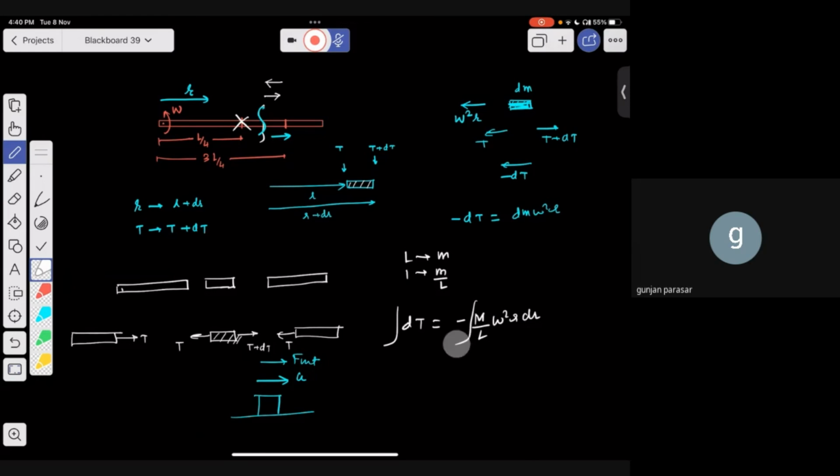Then we integrate both sides, but what limits do we plug in? I need to know the tension at one place at least. We don't know the tension here, but we know the tension where there is no material: the tension at r equals capital L is zero, and the tension at some place r is T. Using this, we can find tension as a function of r, and determine the tension at any location. Understood? Amir Khan, you may not be getting it because this has not started in your class.